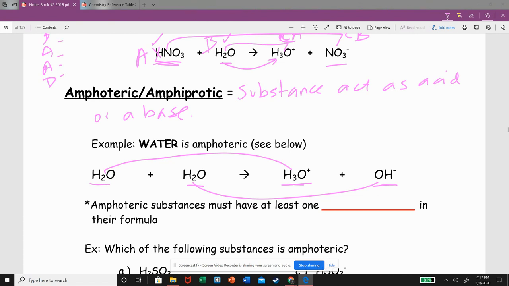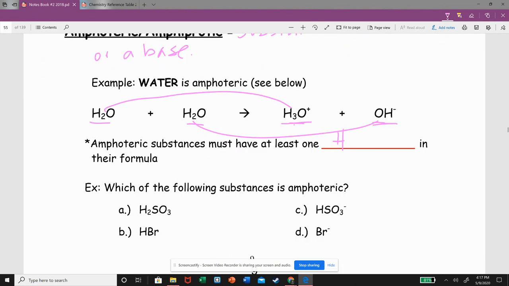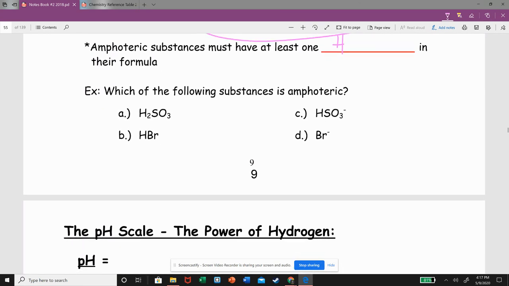Water can donate to go to the OH minus, or it can accept to go to H3O+. So water is amphoteric or amphiprotic. Water acts as an acid and a base. Remember, water is neutral, pH 7, because it has an equal amount of H and OH. So amphoteric substances must have at least one hydrogen in their formula. And we're not going to work on identifying amphiprotic right now. We're going to skip that.